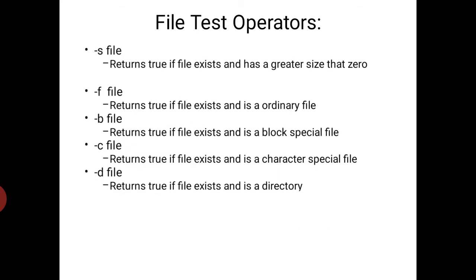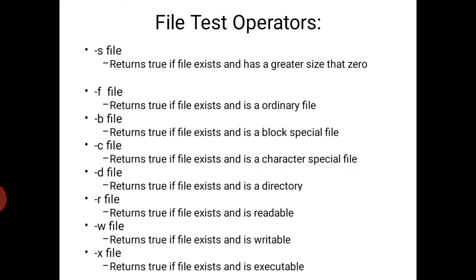Next one is similar conditions. Minus s indicates here: if we write if within square braces minus s, then the file name, it returns true if the file exists and has a size greater than 0, meaning more than 0 bytes, then the status will be true. Next four conditions, minus f, minus b, minus c, minus d, these are repeated.